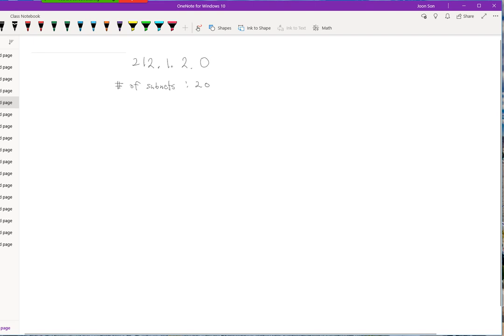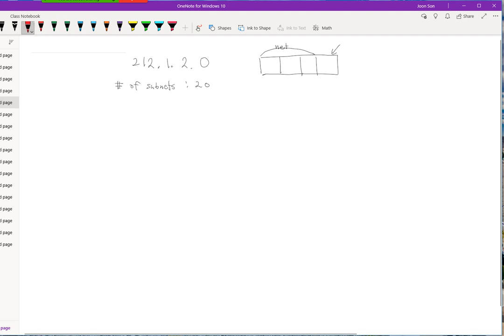So just like I said, if you look at class C subnetting, there are 4 octets, right? And you know that the first 3 octets are reserved for the network portion. So this is the network portion. And for class C subnetting, we only play with the last octet, which is the 4th octet.